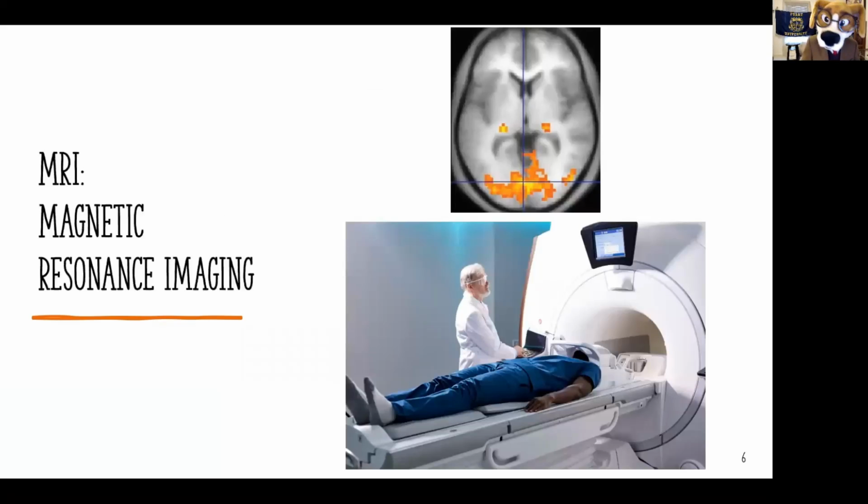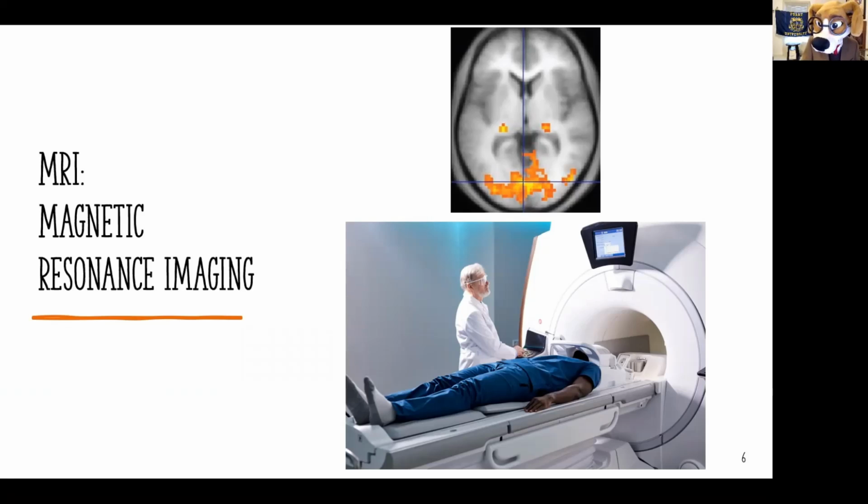EEG is an older neuroimaging technique and can't localize brain activity very well. That is, it can't tell very well where brain activity is occurring in the brain, but it can provide exquisite timing information about the brain's response, and it's relatively cheap, making it a very popular technique still today.